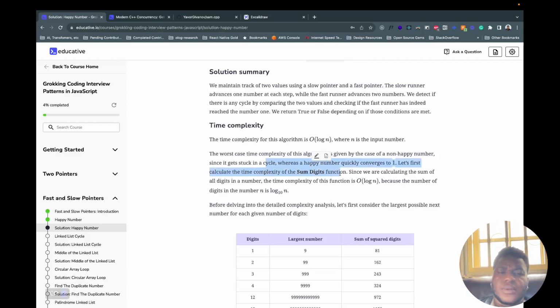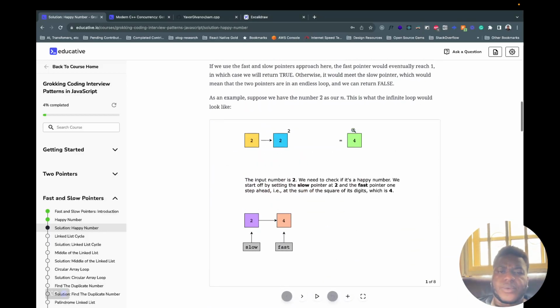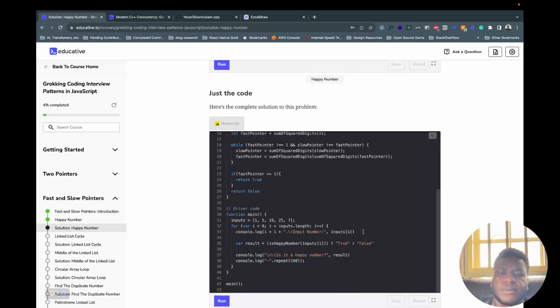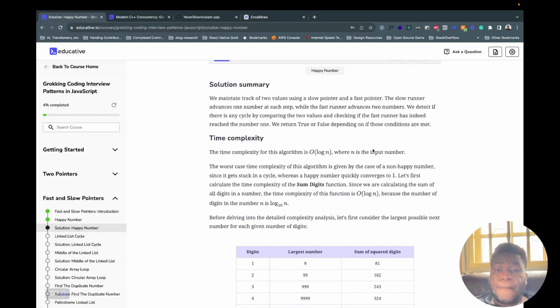Sum of digits of the sum. In fact, what's the quality of the input number? What are the traits? Okay, it's less than 2 to the 31. That's a magnificent number. It's given by the case of a non-happy number, since it gets stuck in a cycle. That's a happy number.